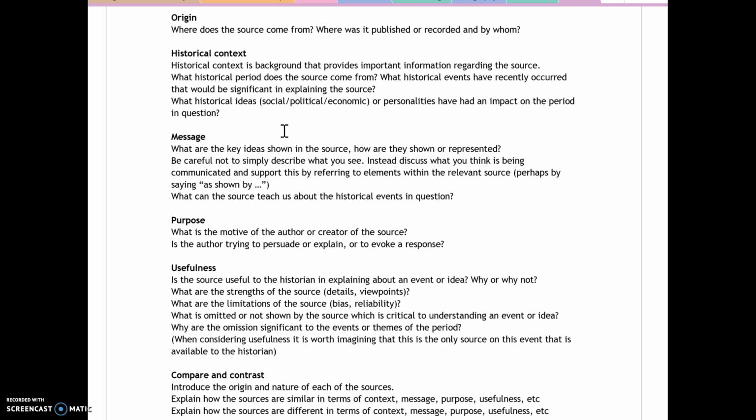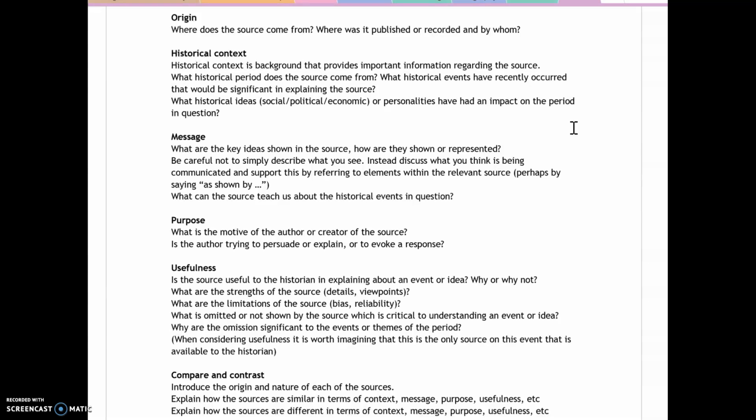So if you identify a message and it might not be exactly right, but you give an example from your source to show your thinking, 9 times out of 10 you'll still get the mark for that. Now, this is a really good little warning here. Be careful not to simply describe what you see. We're not asking you to tell us what you see in the source. We can see it.